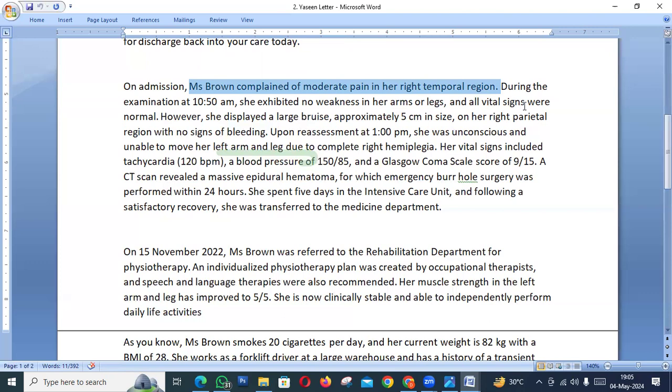Okay, all vital signs were normal. However, she displayed a rash bruise. Displayed is not a good word here. Okay. Approximately 5 centimeter size and on her right parietal region with no signs of bleeding. So you can skip some information here.